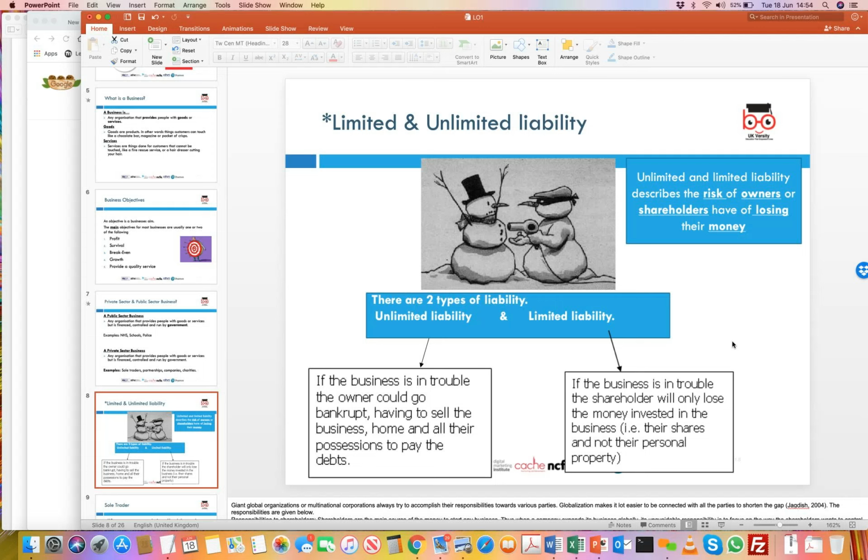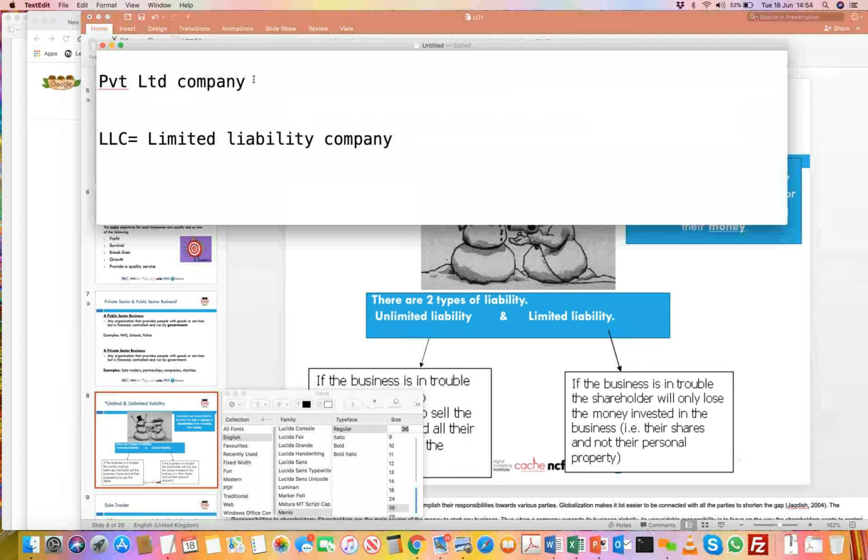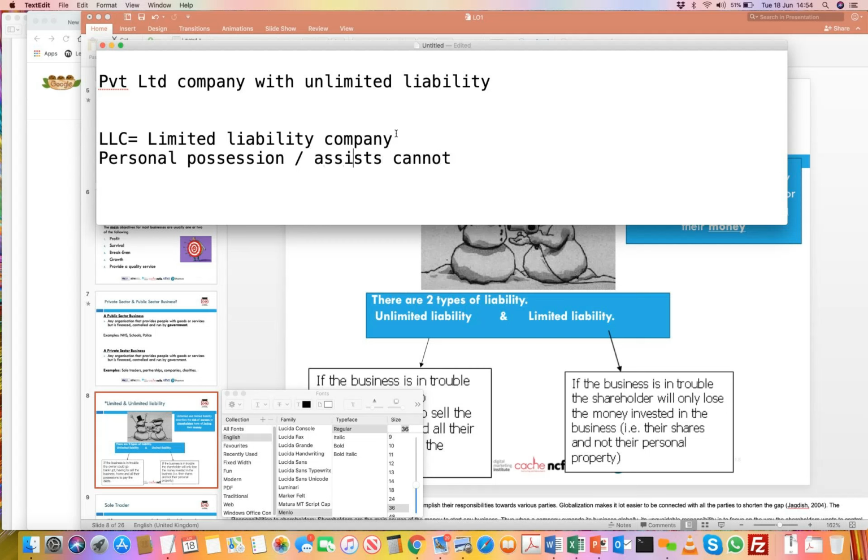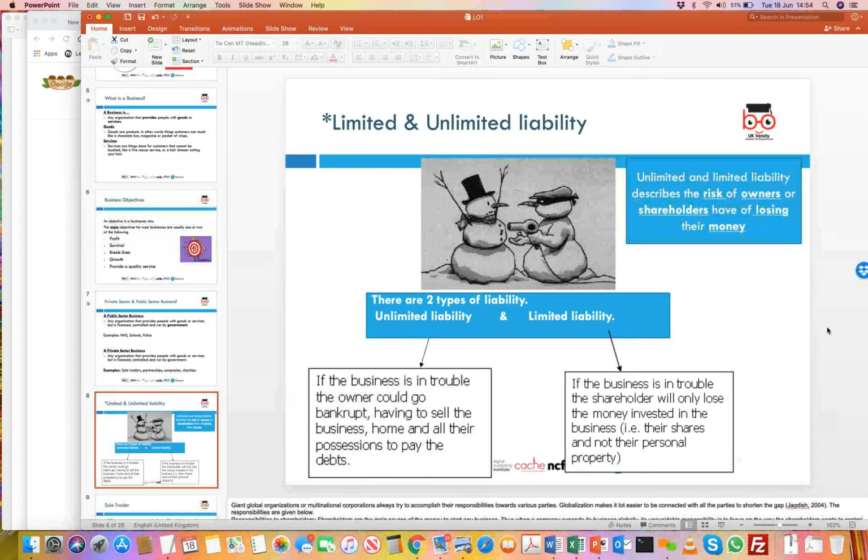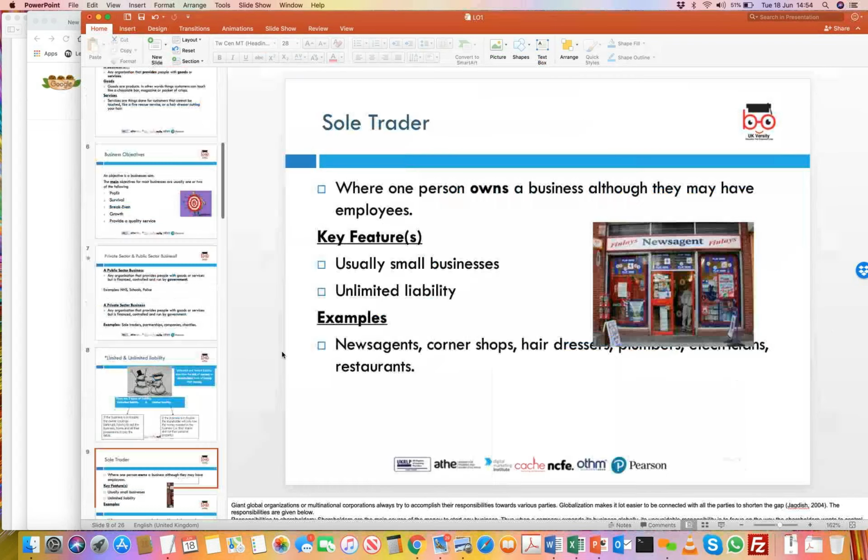And in that case, that means you are a private limited company with unlimited liability. Okay? And where your personal possessions or assets, things like a costly watch or a costly car, for example, cannot be possessed by creditors, then in that case, that is called limited liability. Okay? Understood? Okay. Great. Let's go to the next one.